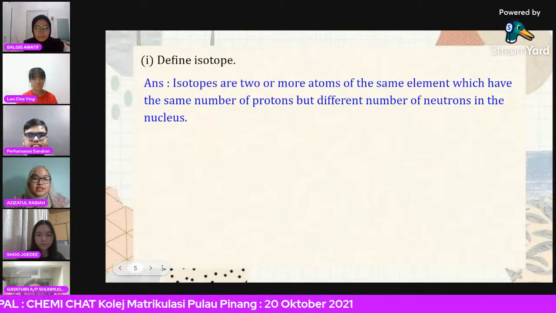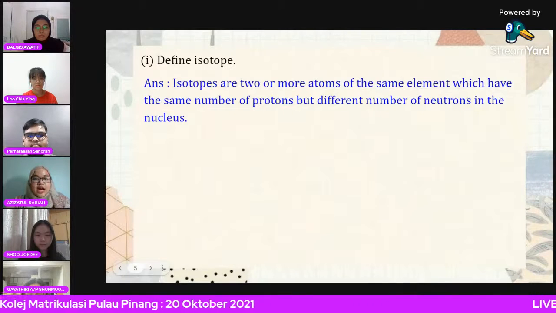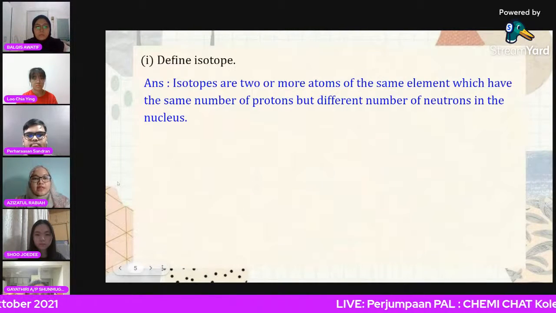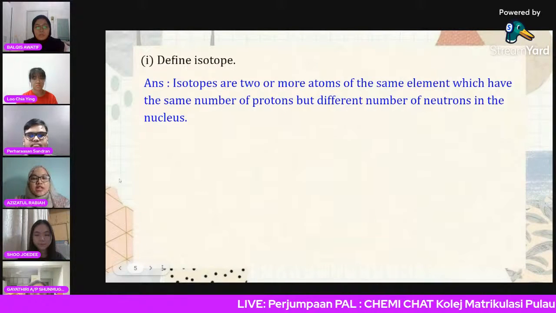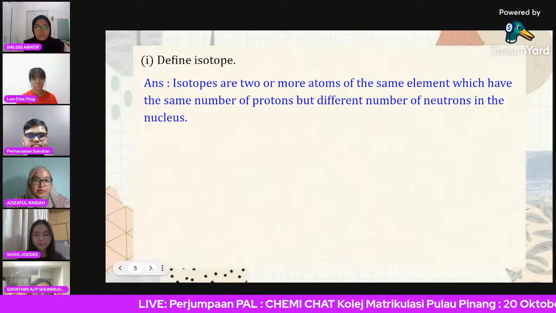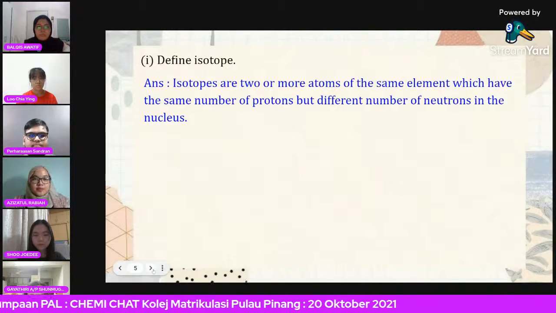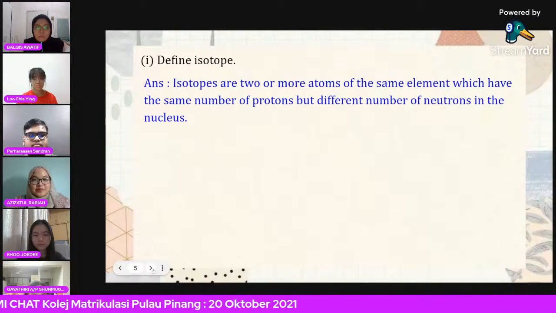So first question, define isotopes. Isotopes are 2 or more atoms of the same element which have the same number of protons but different numbers of neutrons in the nucleus. So this is how you're going to answer the definition of isotope.